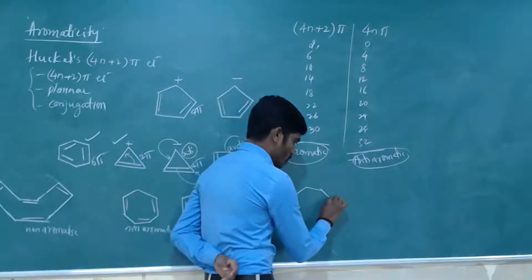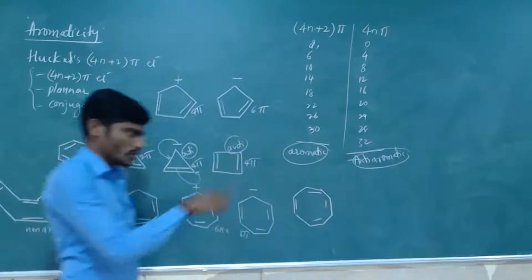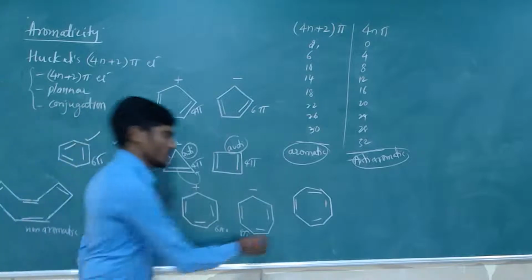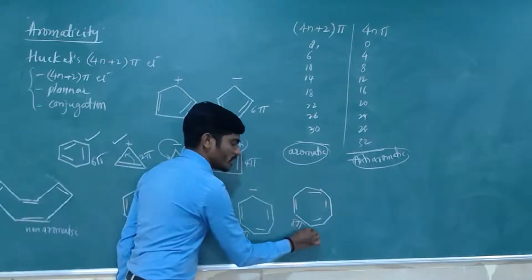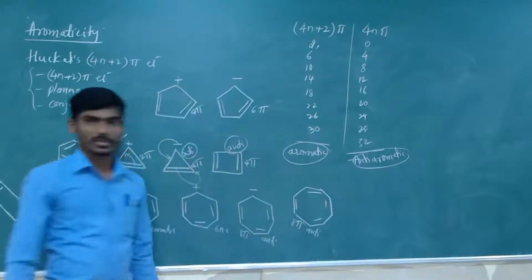Cyclooctatetraene 1, 2, 3, 4. Conjugation, planar, but 8 electrons, anti-aromatic. This is also containing 8 pi electrons, it is anti-aromatic. So this is also anti-aromatic.